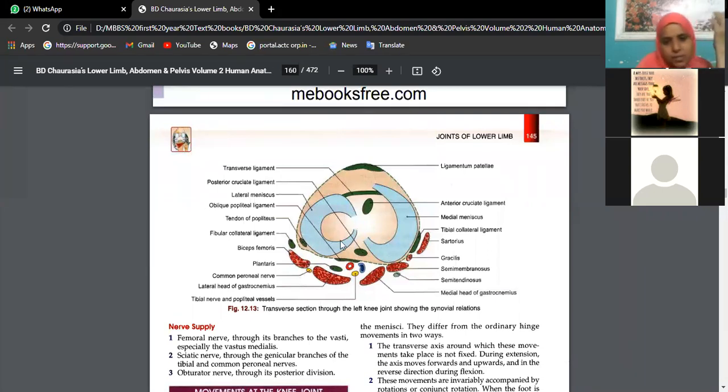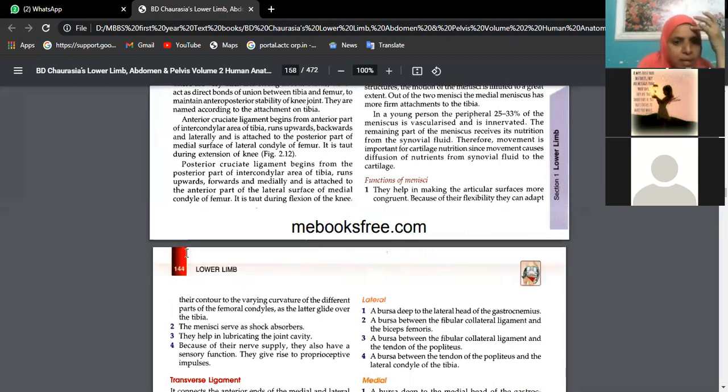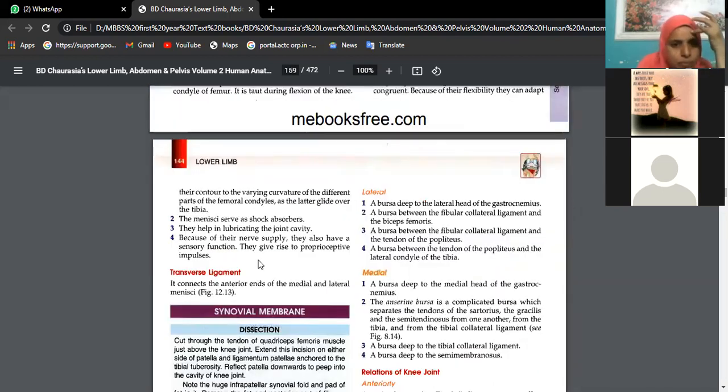This is the lateral meniscus. They make the joint more congruent and increase the working efficiency of the knee joint. This is fibrocartilage, and the peripheral area will be more vascular because it receives blood supply from the anastomosis around the knee joint, and the central area will not have so much blood supply as compared with the peripheral area. Now bridging these two menisci, the medial and lateral menisci, we have the transverse ligament.